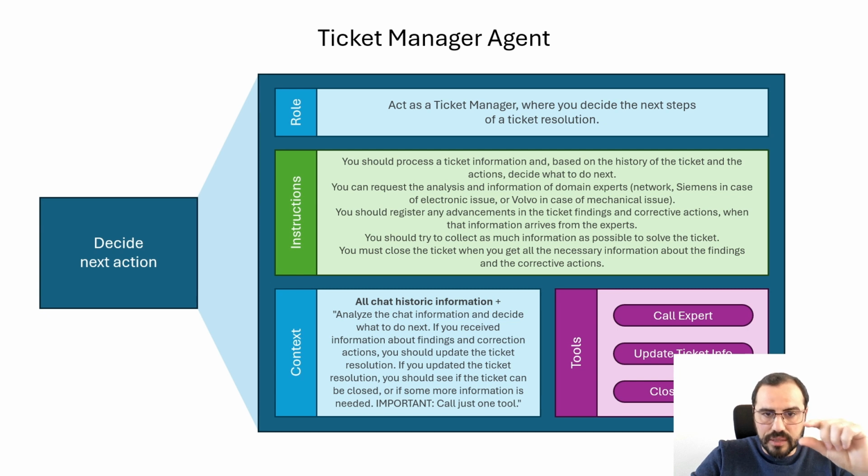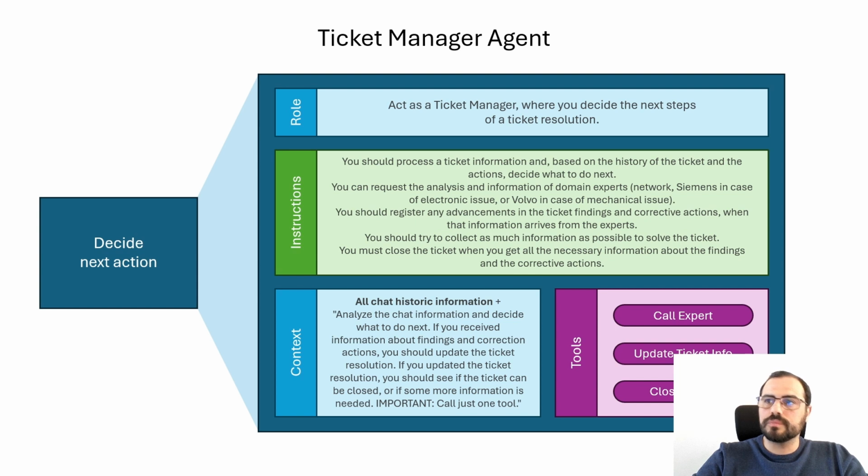And I also say to him, analyze the chat information and decide what to do next. And I give him again a short instruction of what he needs to do, just for it to be more on the top of his priorities, for him to not forget that he needs to perform this. And I also call here again important, call just one tool. This isn't working so well, but I will show it. But it's basically due to the limitation of the service action of calling an agent that you will see after.